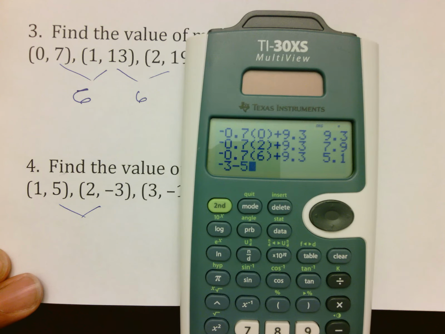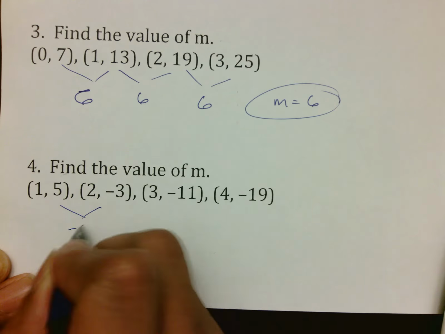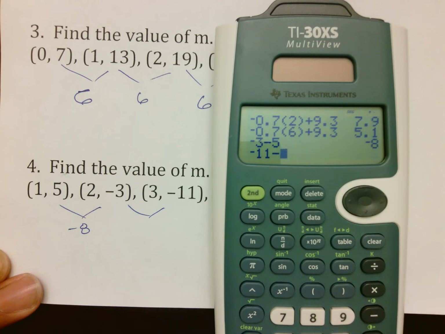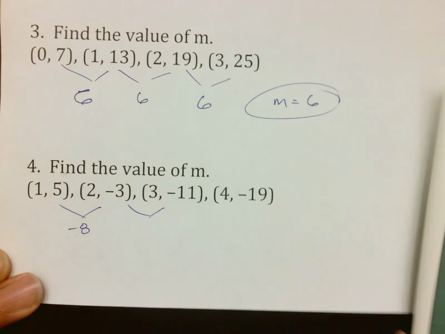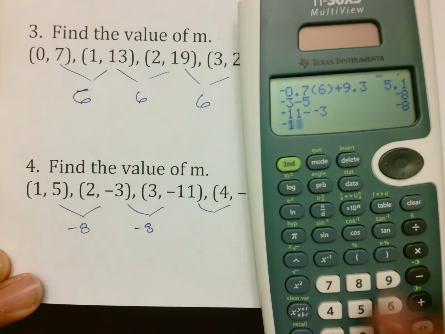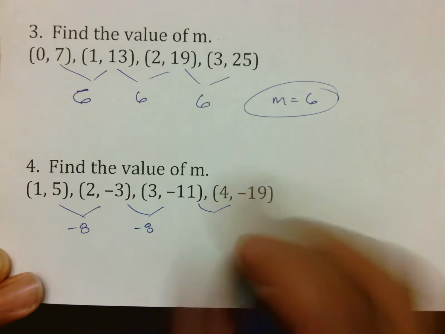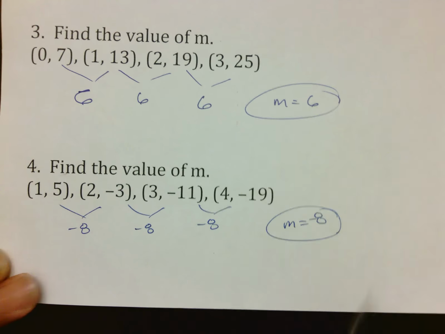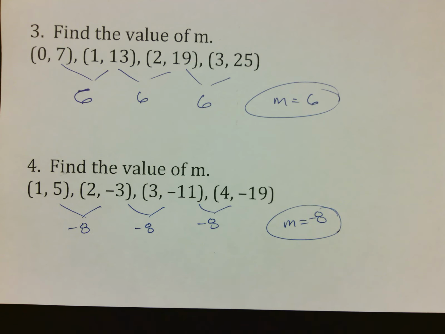Second minus first is negative 8. Second minus first, so negative 11 minus negative 3 is also negative 8. And then negative 19 minus negative 11, again, minus is how you find the distance, is also negative 8. So you should have said that the rate of change is negative 8 on that. Alright, so outside of that, that would be what you're looking at there.